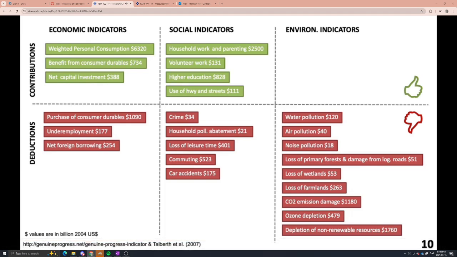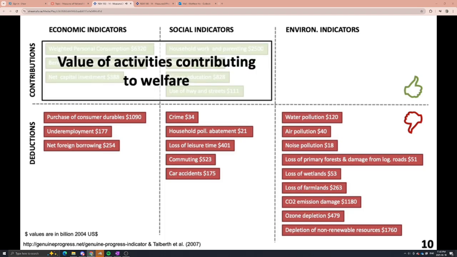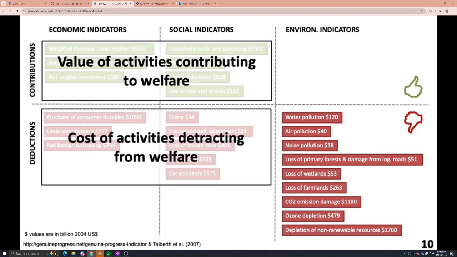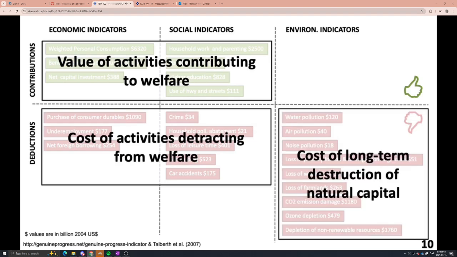Now, if we take a step back again and look at the bigger picture, you can group all the indicators into three main categories. In the top row, we have the value of human activities that contribute to human welfare. This is how our own activities and actions improve human welfare. The bottom row is split up into the economic and societal costs associated with these human activities that usually detract from creating human welfare. And the cost of the long-term destruction of our natural capital is in the bottom right corner. So you can see that the GPI is a much more comprehensive perspective on welfare and prosperity than the GDP or the HDI are.